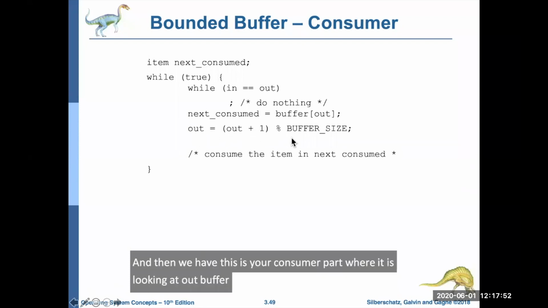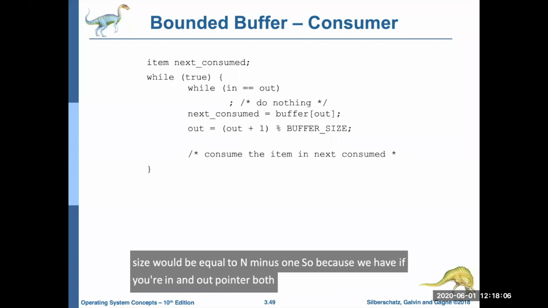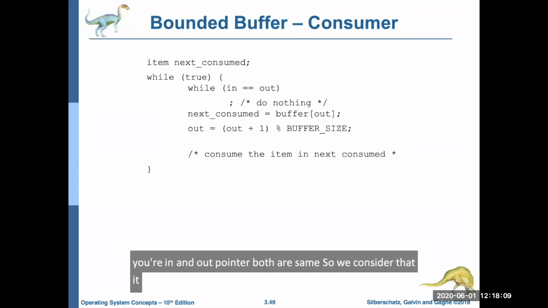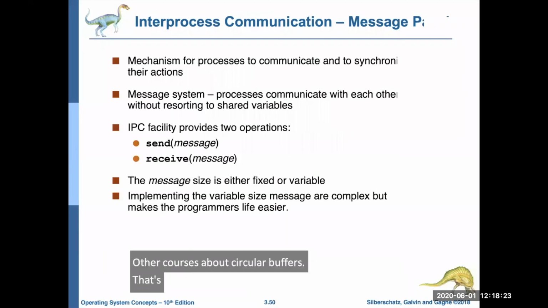So mind it, for circular buffers, the size would be equal to n minus 1, because if your in and out pointer both are the same, we consider that it is an empty circular buffer. I think you have done that in your other courses about circular buffers, so it's not of that particular value. We will go into detail of how your message passing would be done actually on Linux.